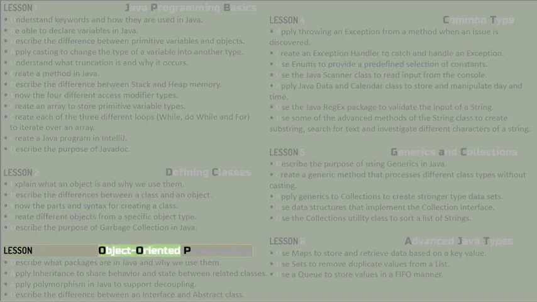Lesson 3 Object-oriented programming. Describe what packages are in Java and why we use them. Apply inheritance to share behavior and state between related classes. Apply polymorphism in Java to support decoupling. Describe the difference between an interface and an abstract class. Lesson 4 Common types. Apply throwing an exception from a method when an issue is discovered.